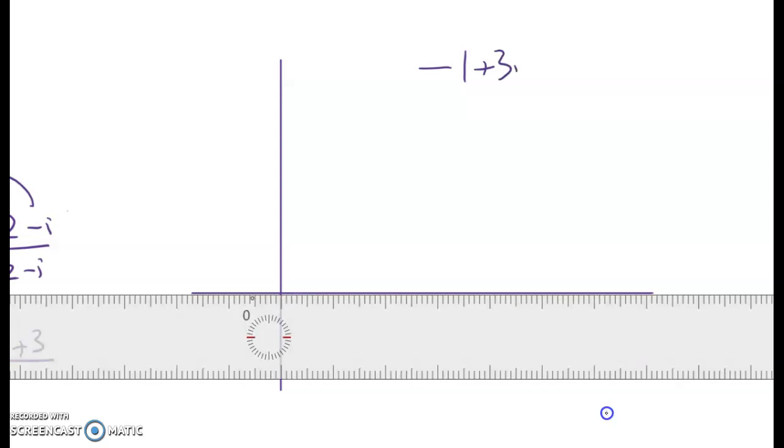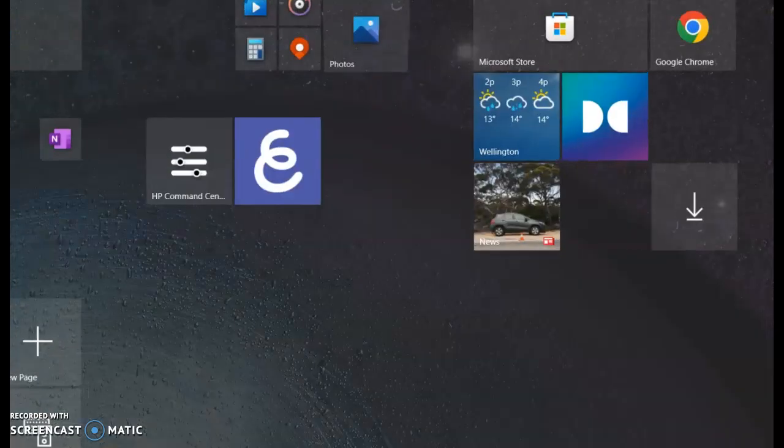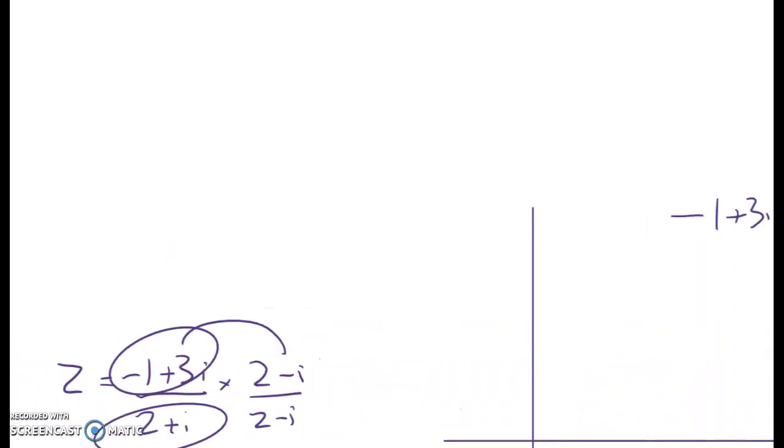So grab your ruler and be accurate. It's not letting me be accurate. Well, okay, hopefully OneNote's going to come back. It's just done this weird glitchy thing. Right, where's it gone? Okay, we've lost our diagram.